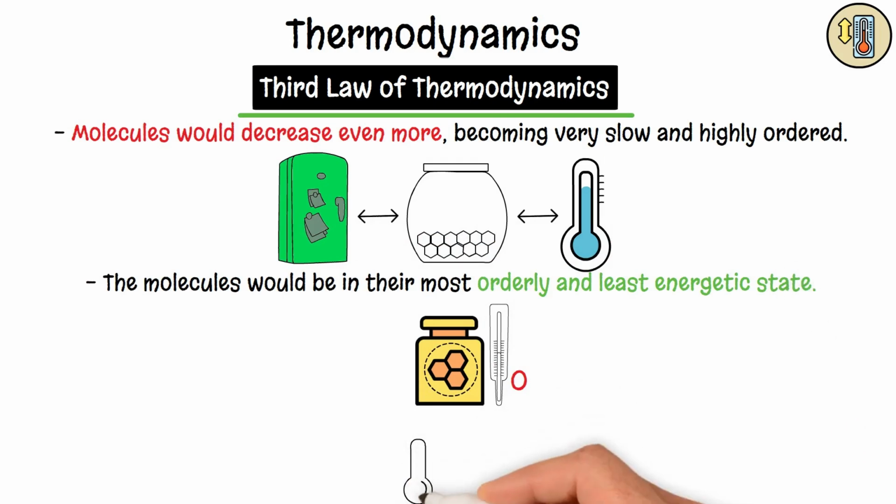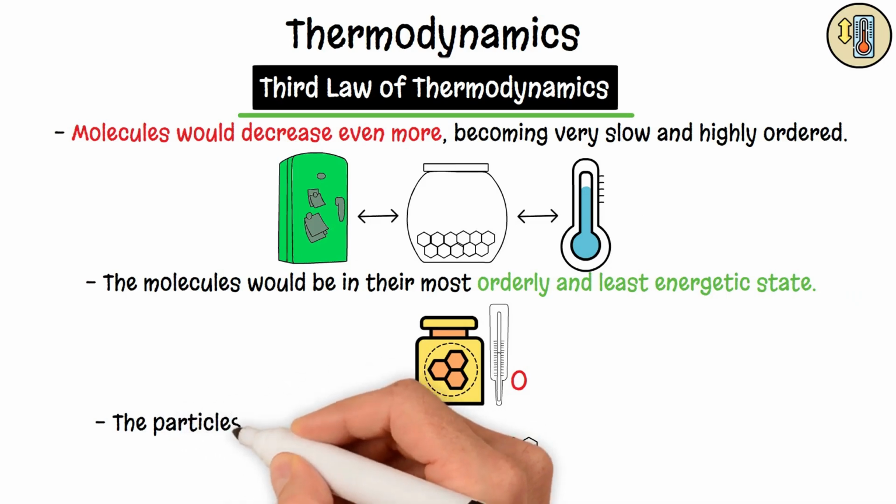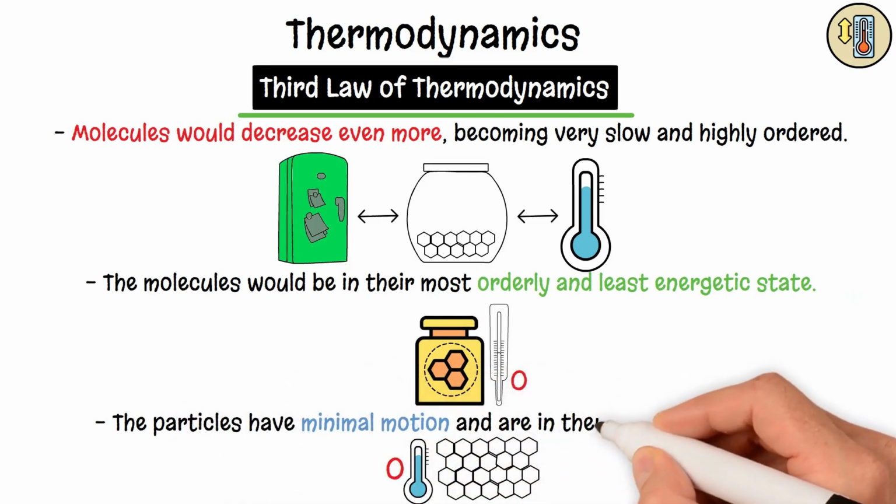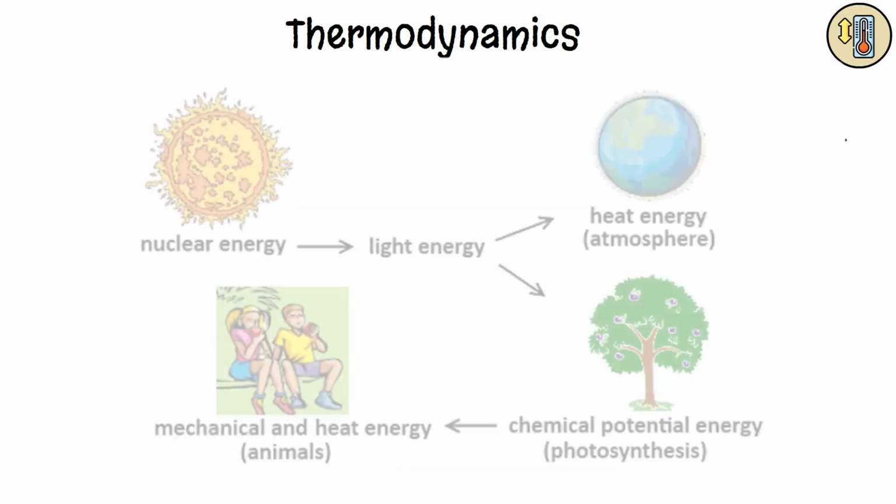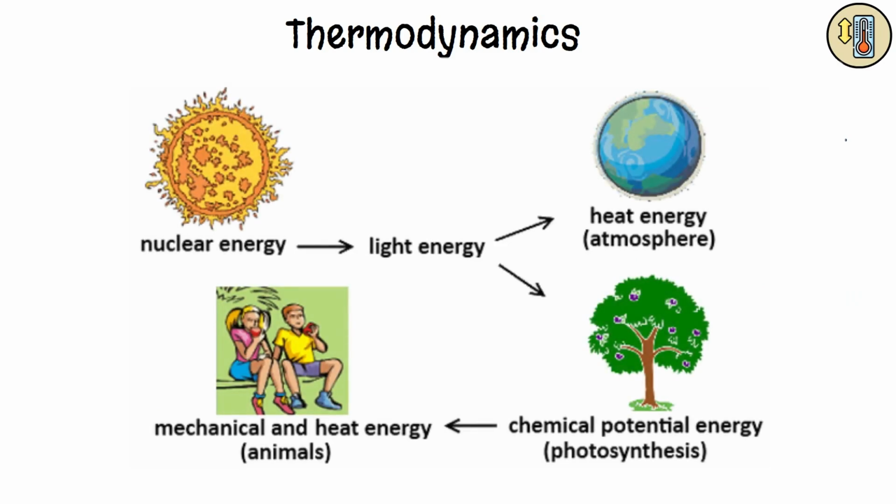This illustrates that at absolute zero, the system's entropy is at its lowest because the particles have minimal motion and are in their most ordered state. Thermodynamics is all about energy transfer and transformation, and these principles are at work all around us.